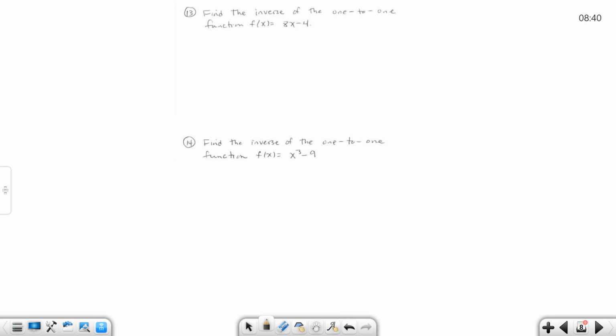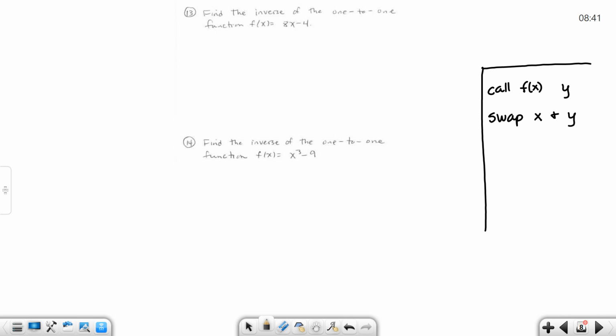Number 13 and 14, inverse functions. Now, you've got steps in your notes of how to do these. For inverse functions, I'll just remind you quickly. The first thing we do is call f of x y. So we just rename it. Then we swap out our x's and y's. We just trade places. Then we solve for our new y. And then we call y f inverse of x. So those are the steps to go through.